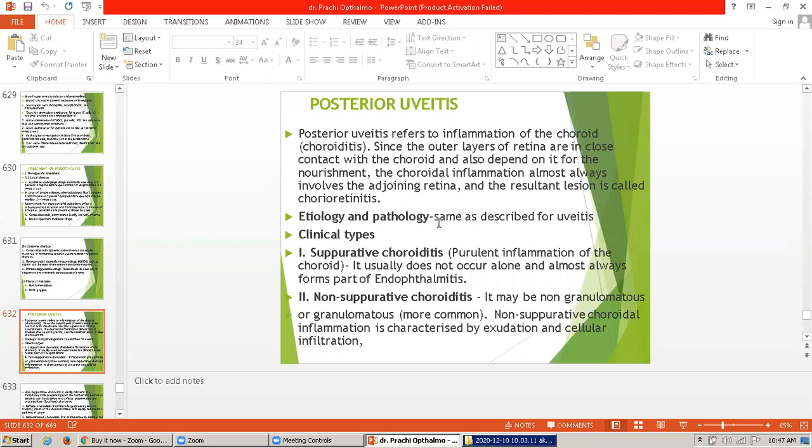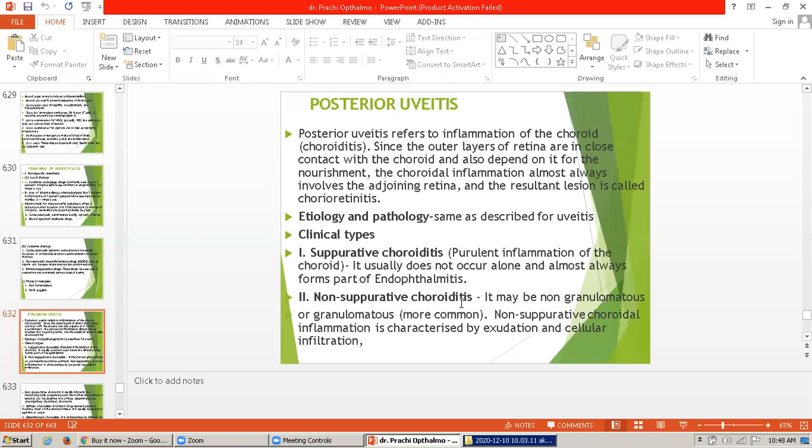Etiology and pathology are the same as described for uveitis. Clinical types: first one is suppurative choroiditis, that is purulent inflammation of the choroid. It usually does not occur alone and almost always forms part of endophthalmitis. So suppurative inflammation of the choroid is called suppurative choroiditis.